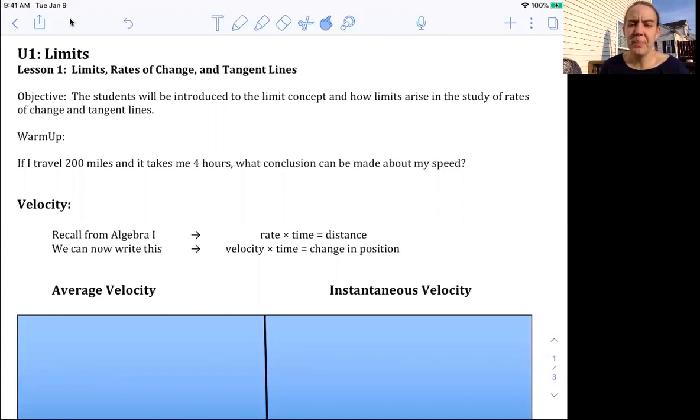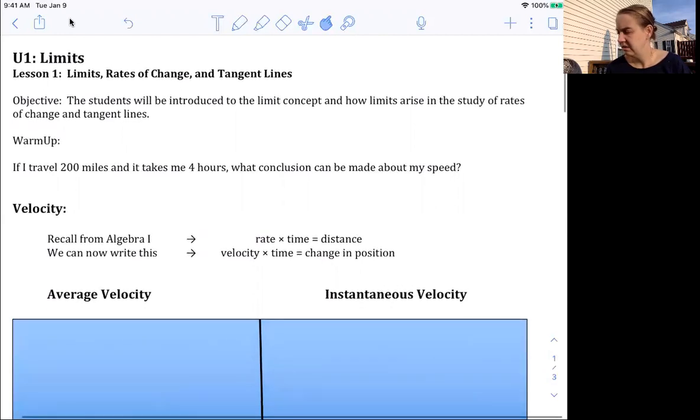Excuse me, so warm up. If I travel 200 miles and it takes me 4 hours, what conclusion can be made about my speed? Well, 200 miles, 4 hours, this is like an Algebra 1 problem, so think about it for a second. How fast are you going? Well, you can say that you're going 50 miles an hour. Well, how did you get that? We said that 200 divided by 4 is going to get you 50 miles per hour.